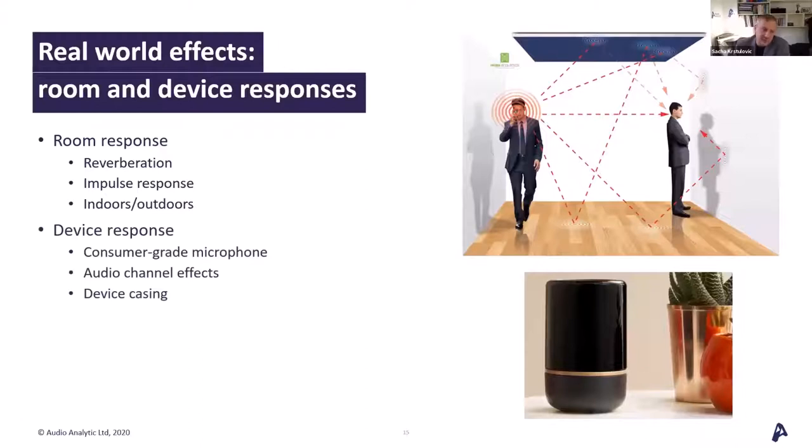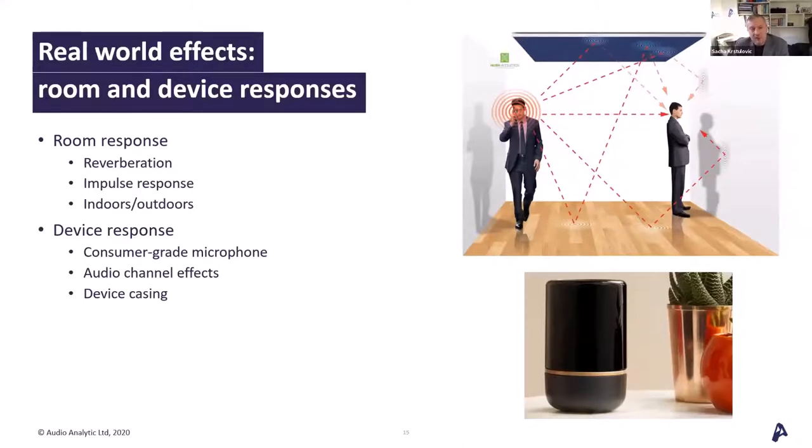Then devices themselves have a response. They reshape the sounds in a certain way. We're going to come back in a minute to consumer grade microphones, but in a device like the Hive One, you don't have a perfect microphone. You're going to have off the shelf MEMS microphones, which are mass produced, and those microphones tend to be imperfect, and you have to cope with that for your application.